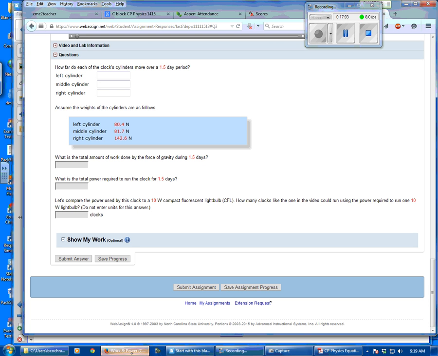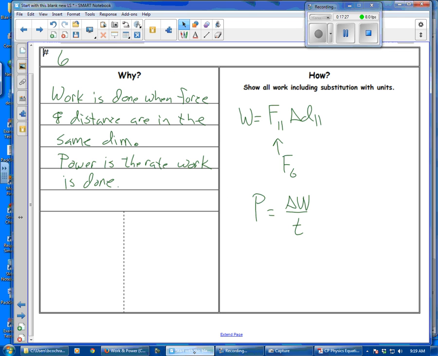Folks, someone just asked a good question. Notice this says the total amount of work done by the force of gravity. Well, that's going to be the combination of the work done on the left cylinder, the work done on the right cylinder, and the work done on the middle cylinder. So then you need the total work, which would be all three of those works combined. Once you've found the individual works, then you're going to add those up. So if I had to write it, the sum of the work is the work on the left plus the work on the right plus the work on the middle. Don't know why I have such a weird order there, and that would give me my total work done.